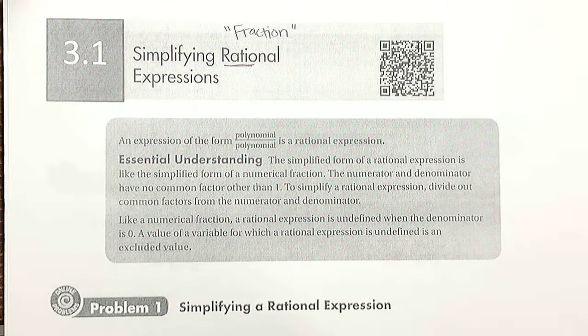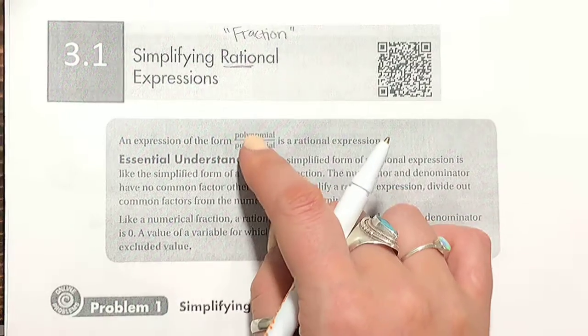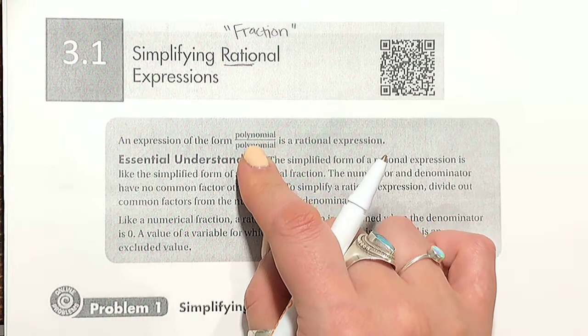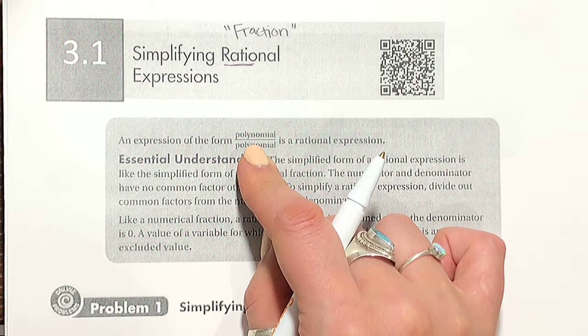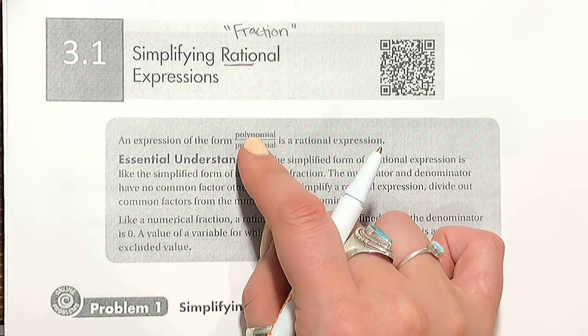So a rational expression is going to be a fraction that has a polynomial in the top and in the bottom, which means that it is going to have x's in it. So it's not just going to be numbers, we're going to be dealing with variables as well. So the simplified form of a rational expression, again, is going to be a polynomial over a polynomial.